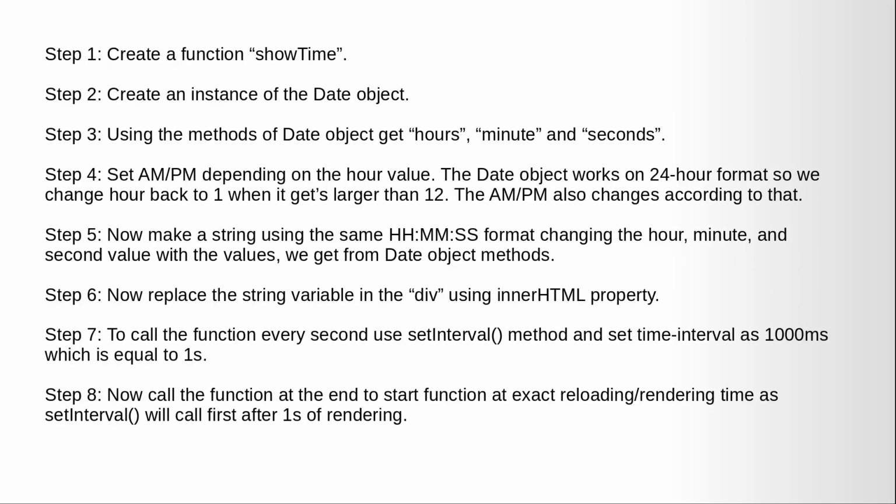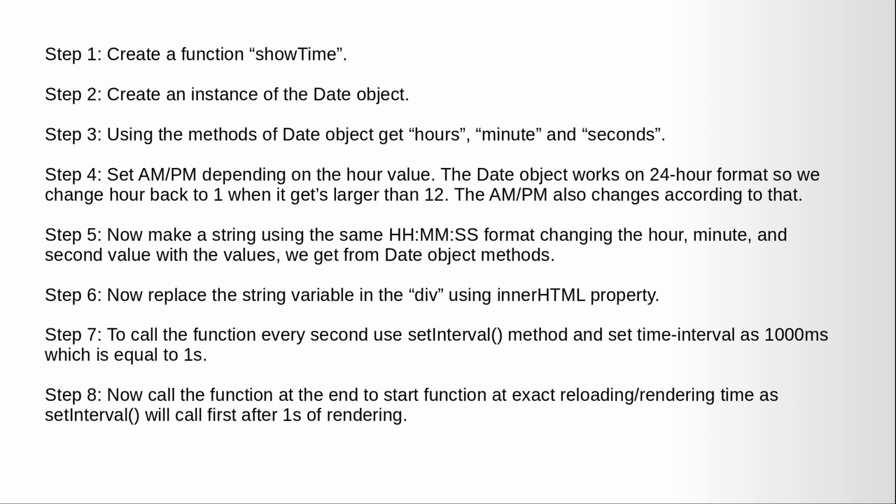So let's go through our 8 steps that we will follow in completing our goal. Step 1 is to create a function called showTime. Step 2 is create an instance of a date object. Then using the methods of date object get hours, minute and seconds. Step 4 is to set AM, PM depending on the hour value. The date object works on a 24-hour format, so we change hour back to 1 when it gets larger than 12. The AM PM also changes according to that.